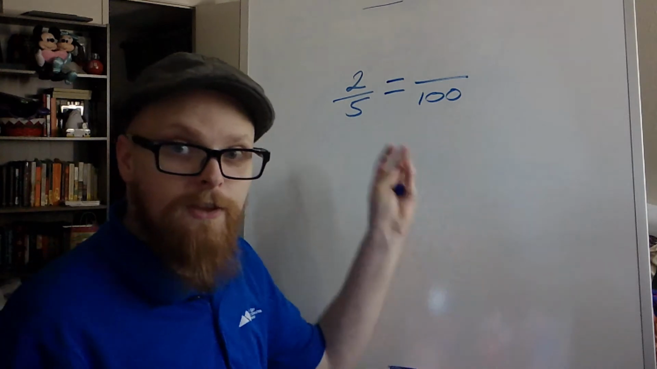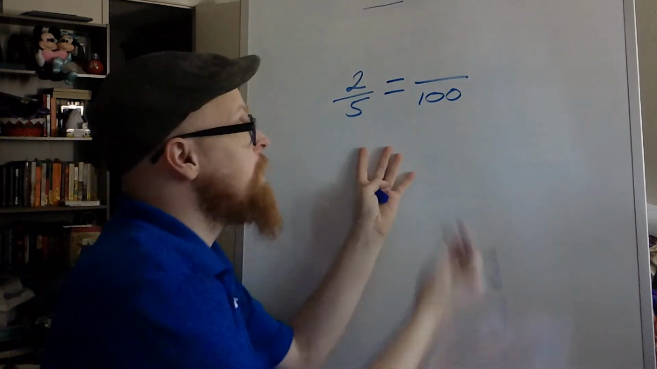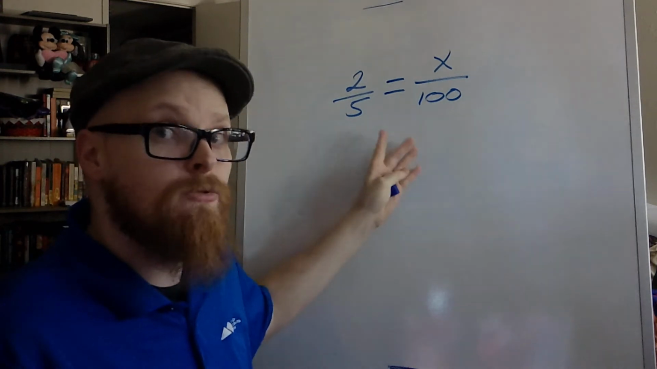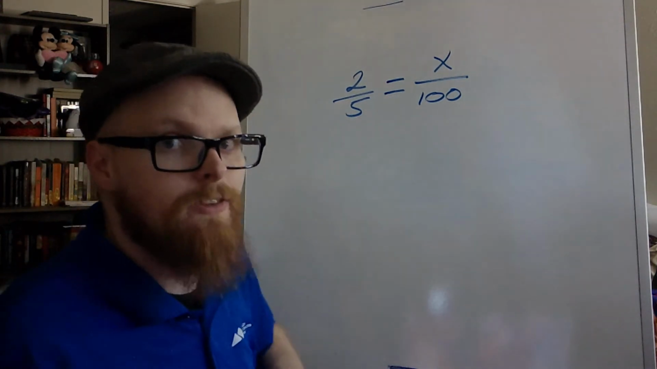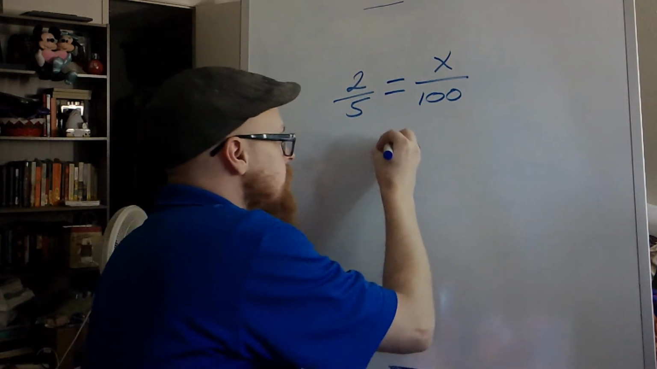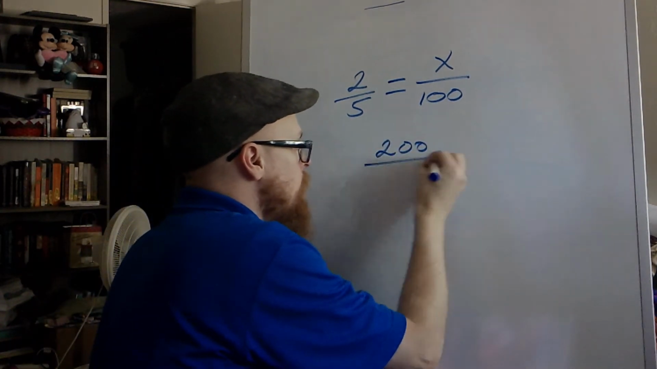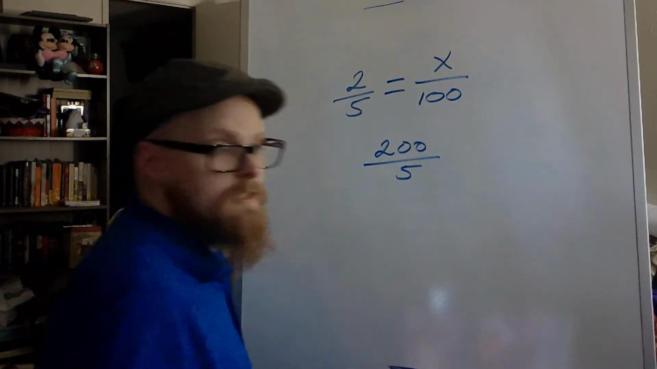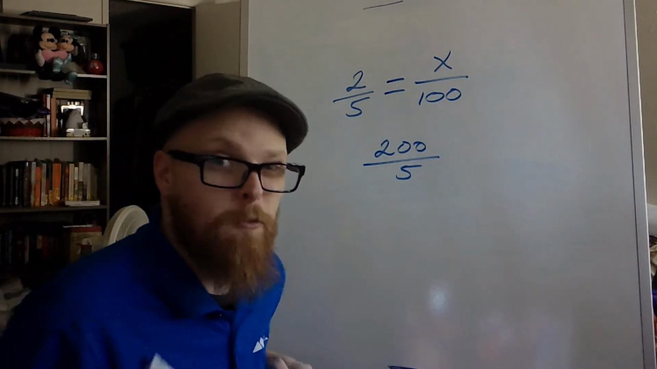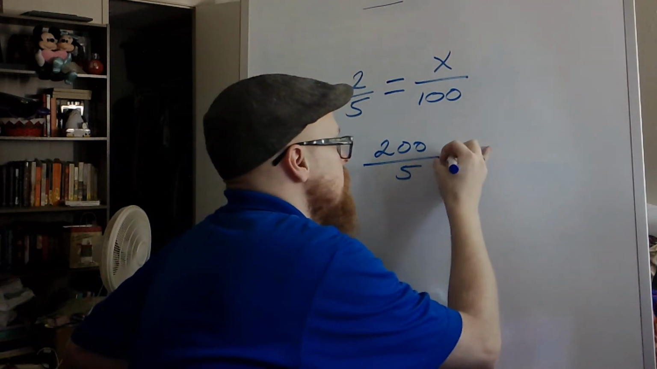You'll notice this looks kind of familiar, right? I don't know what the number is on top. Almost like it's a proportion problem. Because it is. Cross multiply. 2 times 100 is 200 over 5. Alright? Now I have to figure out how many times 5 goes into 200. It goes in there 40 times, in case you're wondering.